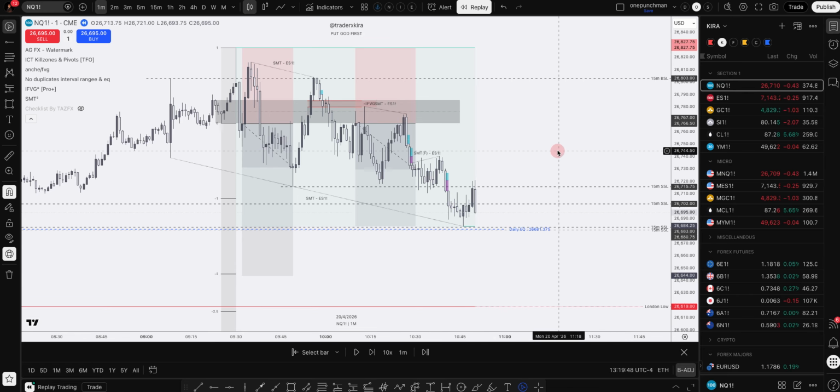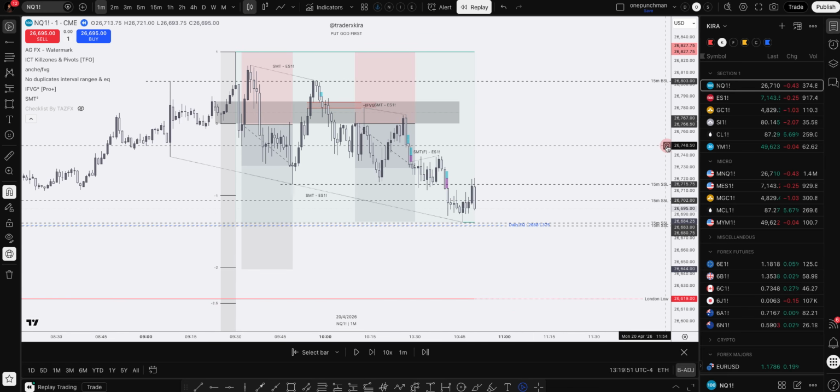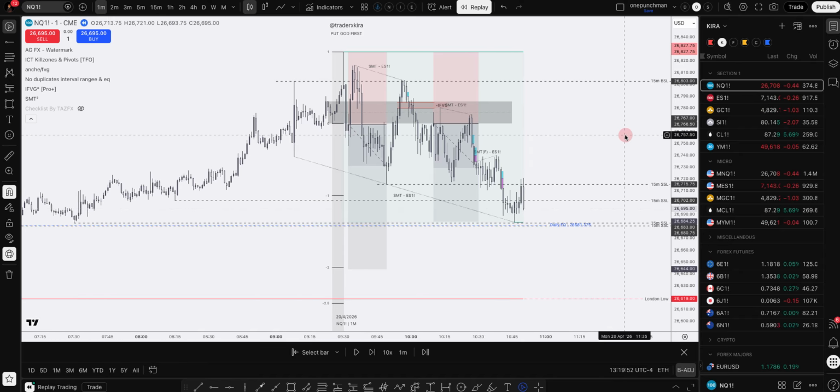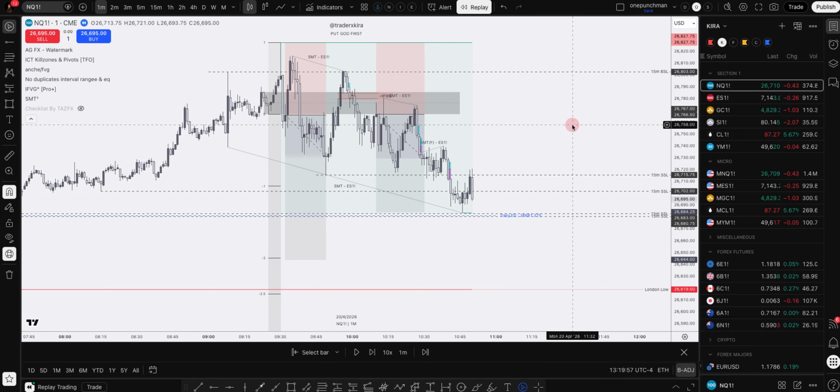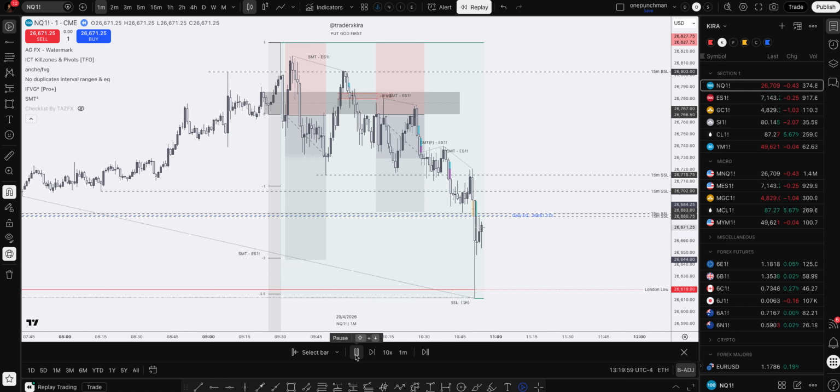But in a trade like this, you might be wanting to trail your stop loss. The thing is, there's no right or wrong way to do it. It's just whatever feels best for you and that you're most comfortable doing. Let's keep hitting play. Okay, perfect.